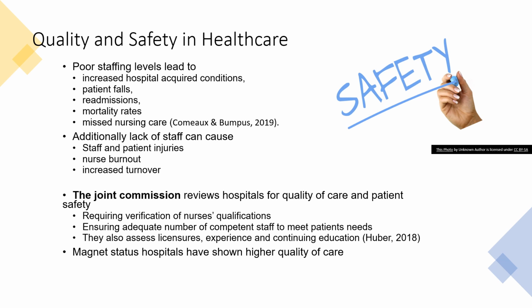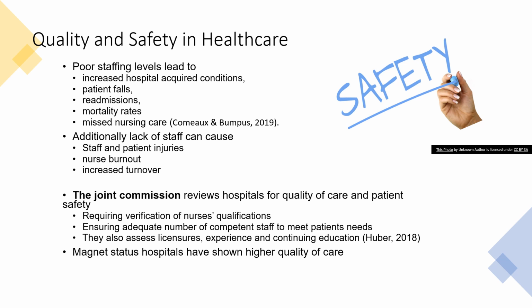So, quality and safety in healthcare when it comes to safe staffing levels. Multiple studies have shown that poor staffing levels led to increased hospital-acquired conditions, such as our CLABSIs and CAUTIs, and then also the HAPIs, which are pressure injuries. They've also shown that with poor staffing, there are a lot more patient falls, more readmissions, higher mortality rates, and missed nursing care, so not turning patients or not changing briefs or anything when needed. Additionally, lack of staff also caused staff and patient injuries, caused higher nurse burnout rates, and increased turnover rates.